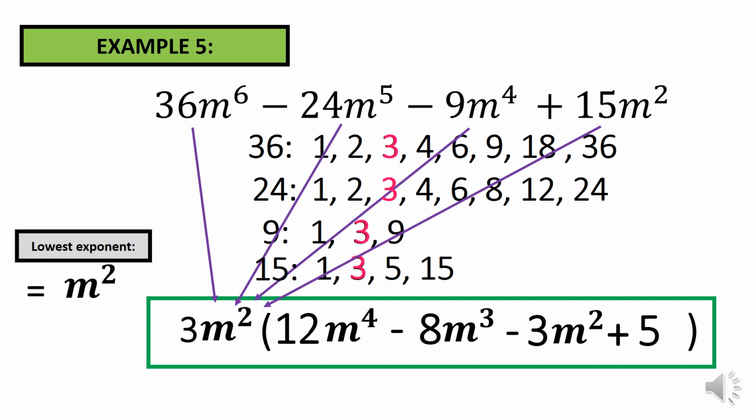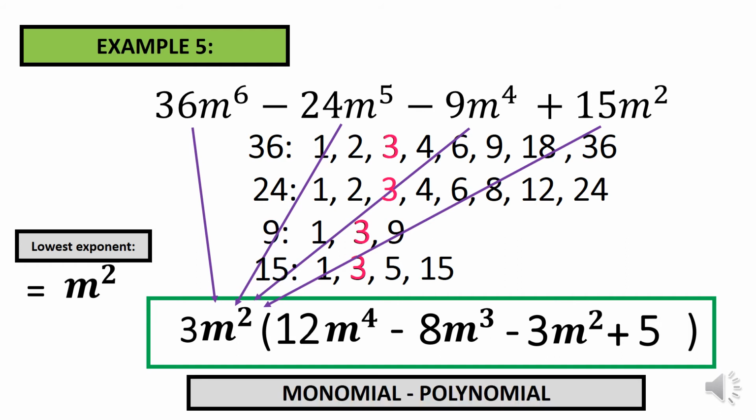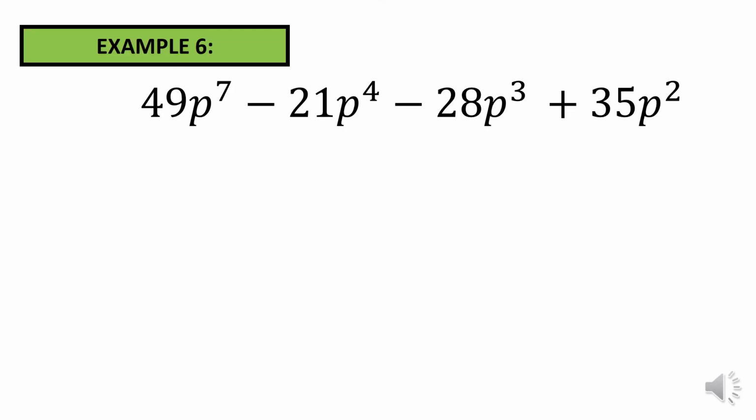Okay, so let's have another example for this. Example number 6. For example number 6, we're going to factor 49p raised to 7 minus 21p raised to 4 minus 28p raised to 3 plus 35p squared. So again, find the common factor of 49, 21, 28, and 35.